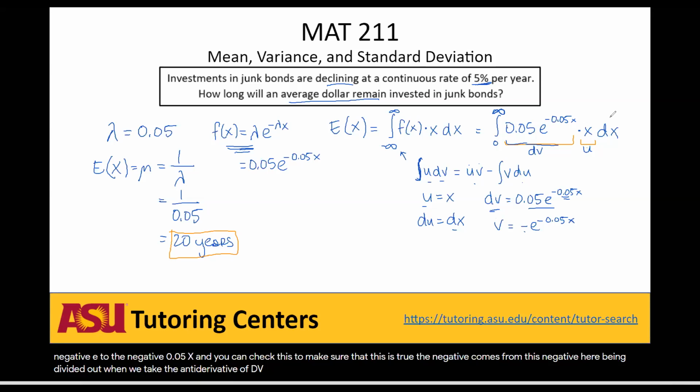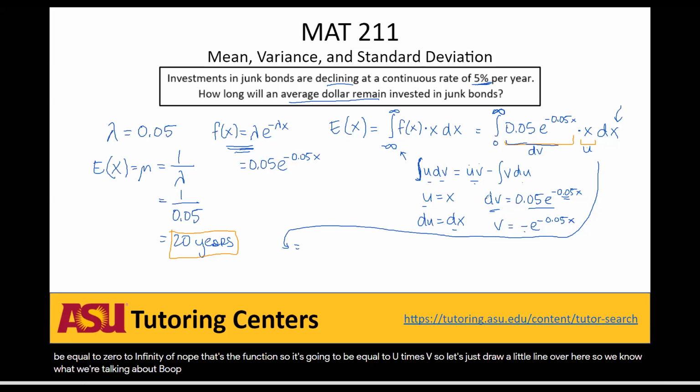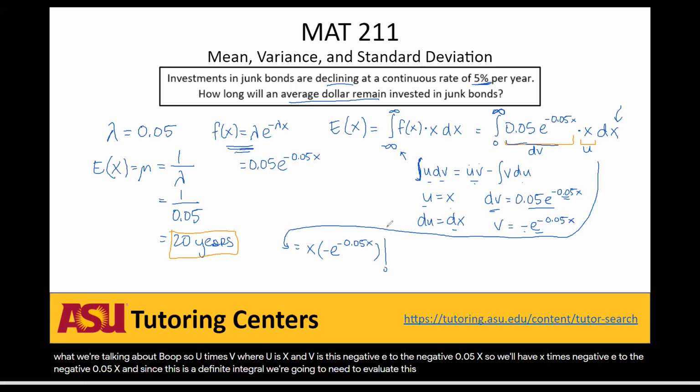So now this means that our whole function here is equal to the integral from 0 to infinity of, nope, that's the function. So it's going to be equal to u times v. Let's just draw a little line over here so we know what we're talking about. So u times v, where u is x and v is negative e to the negative 0.05x. So we'll have x times negative e to the negative 0.05x. And since this is a definite integral, we're going to need to evaluate this from 0 to infinity.